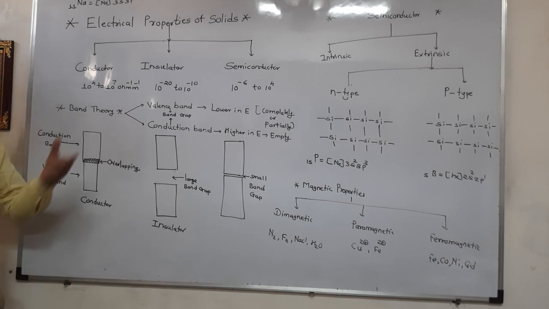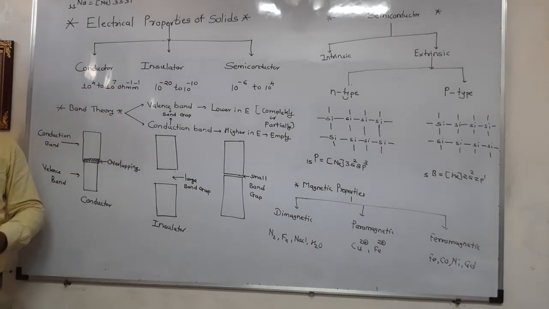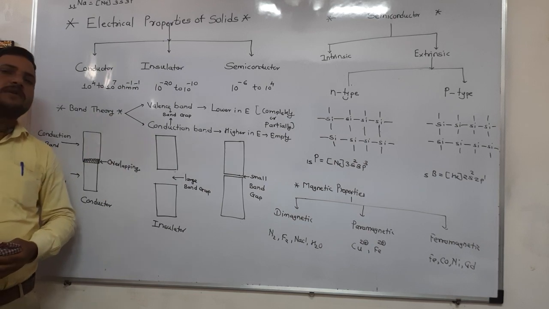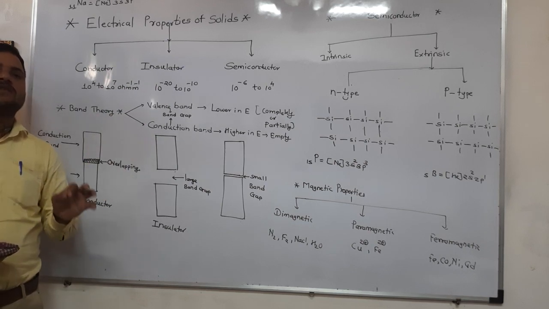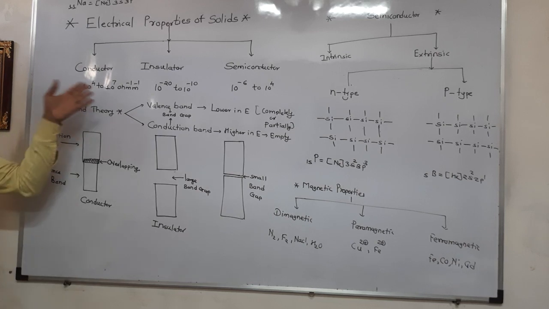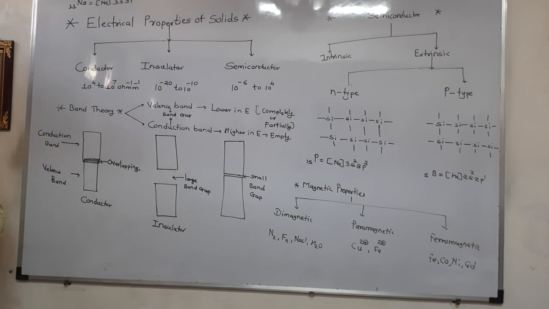Some examples of conductors are metals. Some examples of insulators are plastic and diamond, and examples of semiconductors are pure silicon and germanium. This is about the electrical properties of solids: conductor, insulator, and semiconductor. These electrical properties are best explained by the band theory.